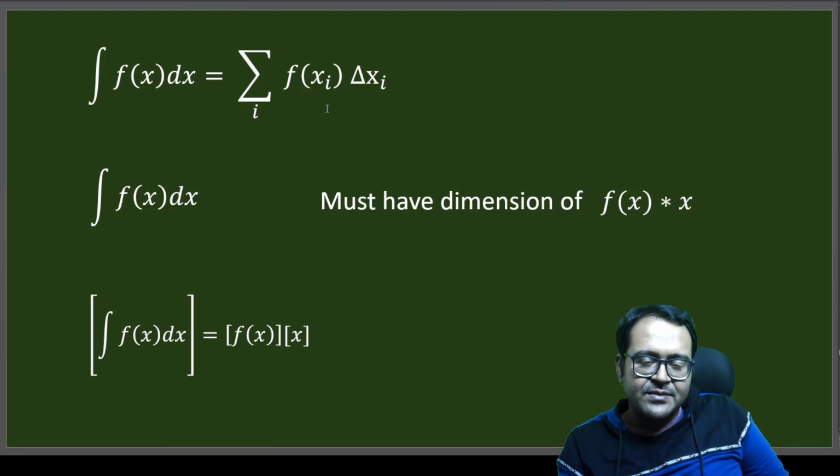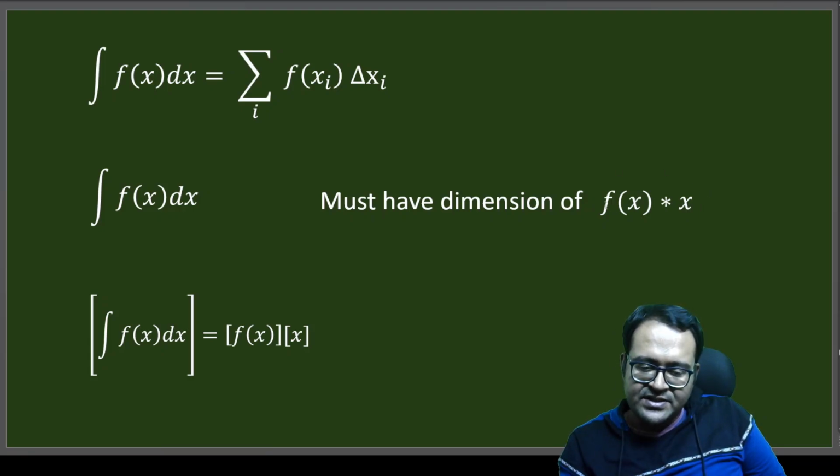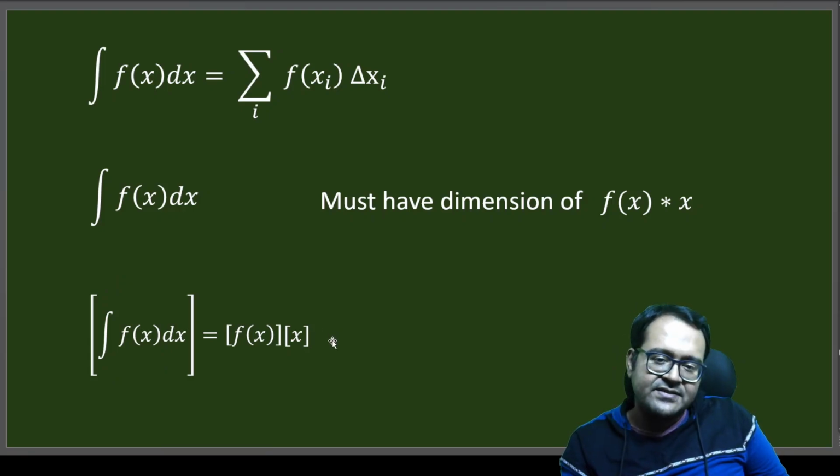The integral of f(x) dx is nothing but the sum of a bit of delta x multiplied by the value of f at many points. So your integration must have the dimension of f(x) multiplied by the dimension of x. I should have written inside the third bracket. So the dimension of the integral of f(x) dx is the dimension of f multiplied by the dimension of x.